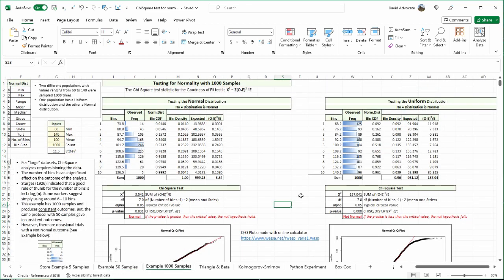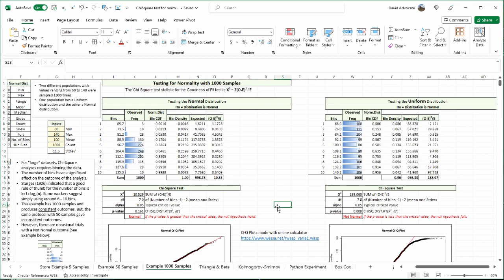This worksheet is the same as the previous worksheet, except now our example has 1,000 samples. And we'll find that we get more consistent results with respect to p-values greater than 0.05 or p-values less than 0.05, which produce a normal and non-normal result respectively. So let's hit F9 and watch what happens with the p-values and the results. Let's continue with these simulations.